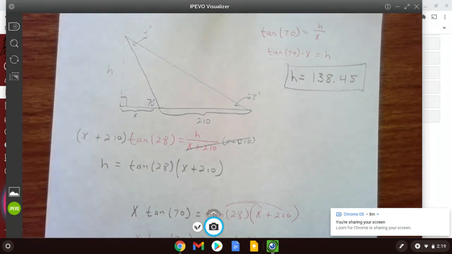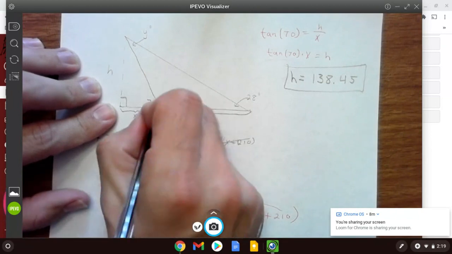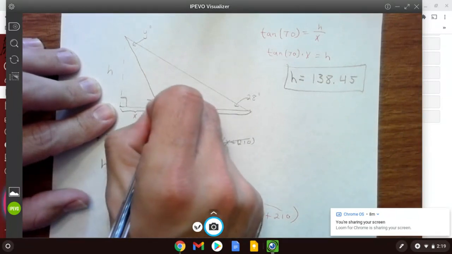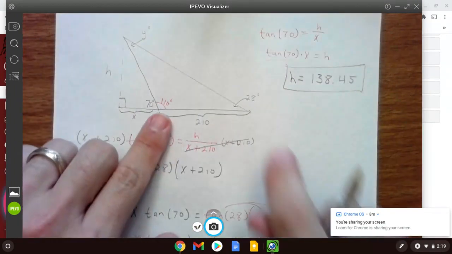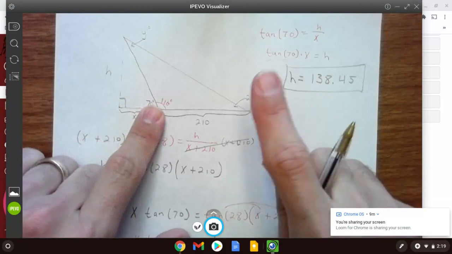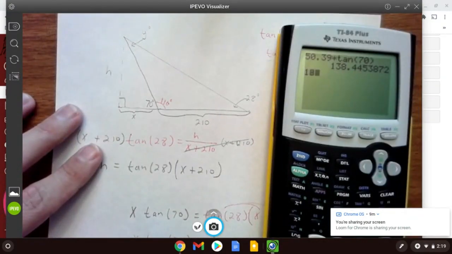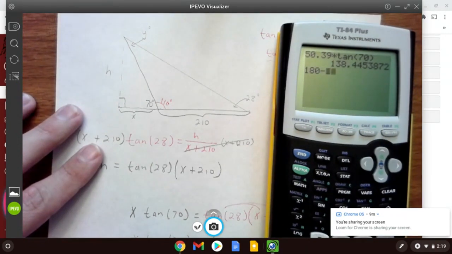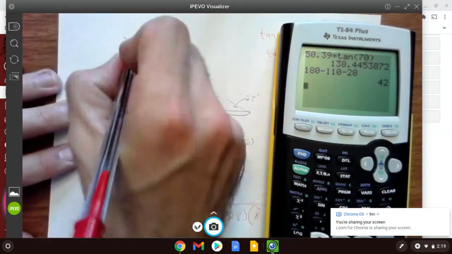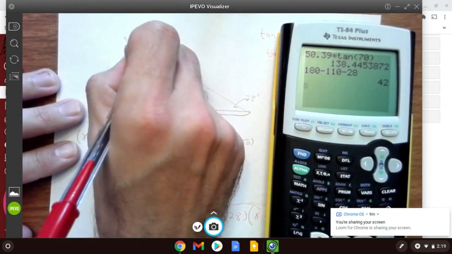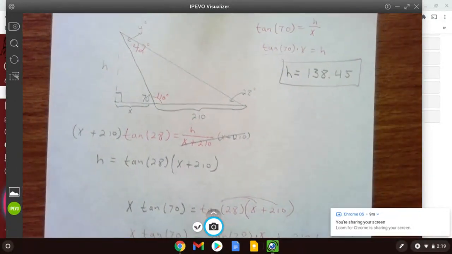That was actually really easy. So 70 and this angle are supplementary. So this one has got to be 110 degrees. And then you can take 180 minus that one, and that's going to give you your missing angle there. 180 minus 110 minus 28, and you get 42 degrees. Okay, so that solved everything we were looking for.